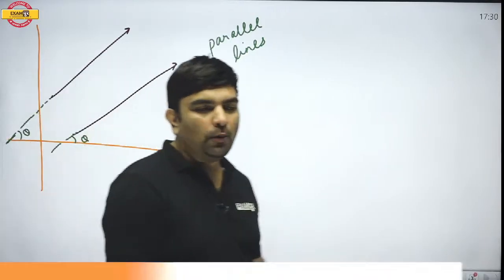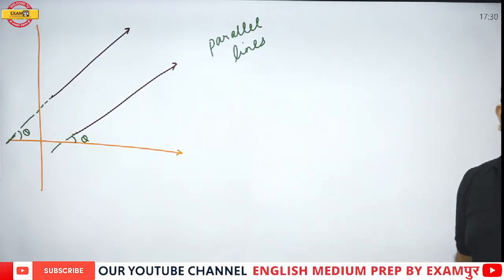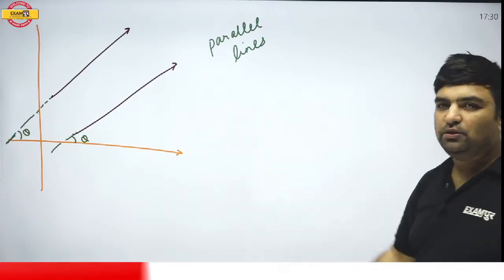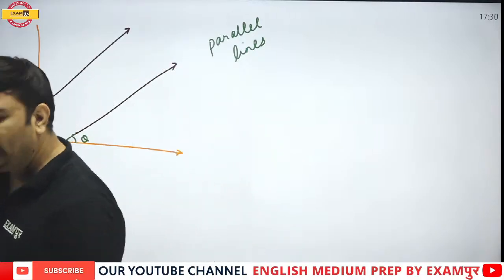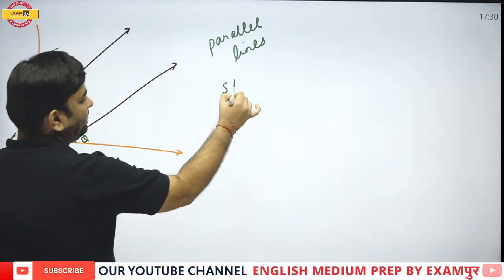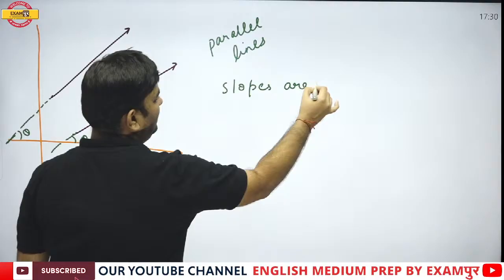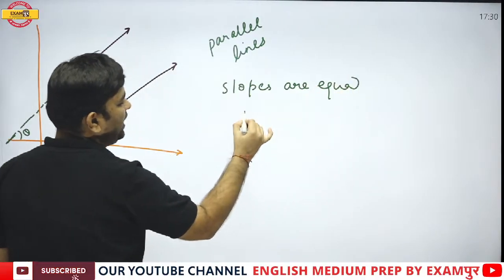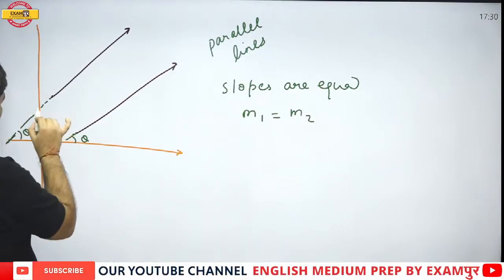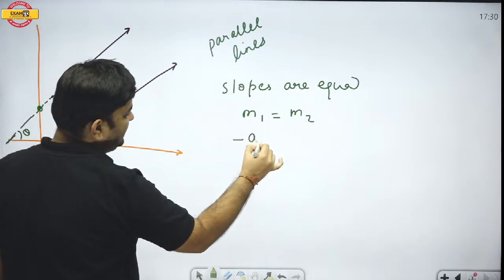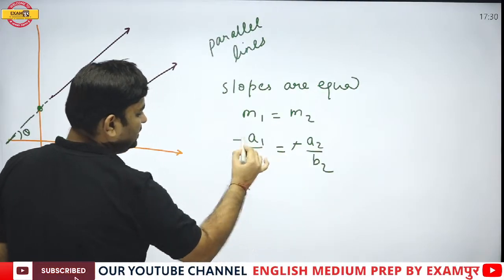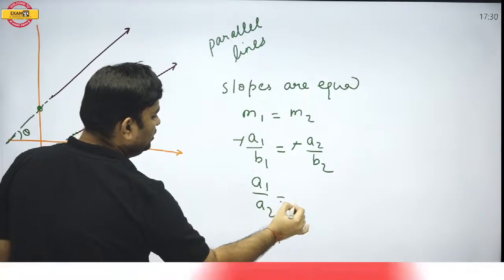So, you know slope is equal to tan theta. So, if theta is equal, tan theta will also be equal. So, in case of parallel lines, slopes are equal. So, m1 is equal to m2. What was m1, bacha? It is minus a1 upon b1. And what is m2? Minus a2 upon b2. So a1 upon a2 is equal to b1 upon b2.